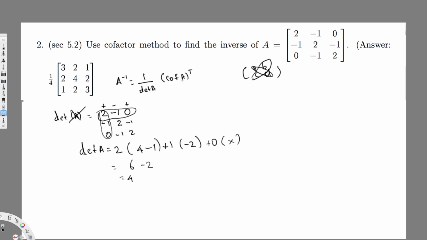Now I have to find cofactor A. To find cofactor A, there's a general method. First of all, I list what the cofactors are. So this is cofactor 1 1, cofactor 1 2, cofactor 1 3, then 2 1, 2 2, 2 3, 3 1, 3 2, 3 3, right? So these are the cofactors.